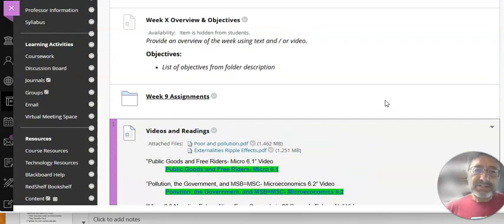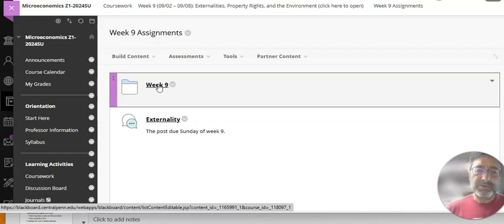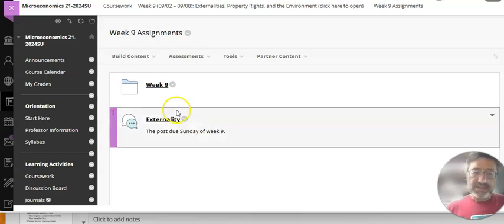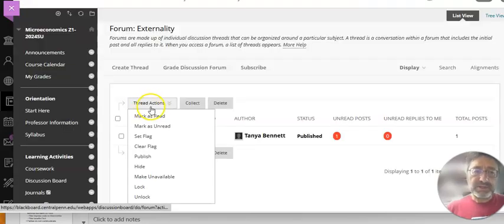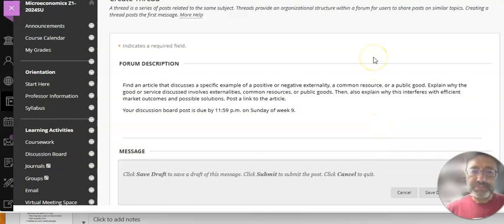Okay? And so when you go to assignments, you will find the usual. You go to week 9 and you will find all the Connect assignments. And then this week you also have a discussion board. I see that somebody has already posted one, but here you can see that the discussion board asks you to discuss an example of an externality, or a common resource, but you can stick to externality for this example. The point is you need to look for an example, a positive or negative externality, find an article and discuss it.